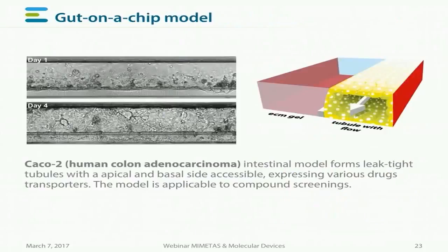Tubular models are also possible with a gut on a chip. So in this case, we see a phase contrast image of a Caco-2 tubule, which is a human colon adenocarcinoma cell line. These cells form very nice leak-tight tubules inside organoplates. And we can use these models to assess effects of compounds, growth factors, or inflammatory factors on the leak tightness of these tubules.